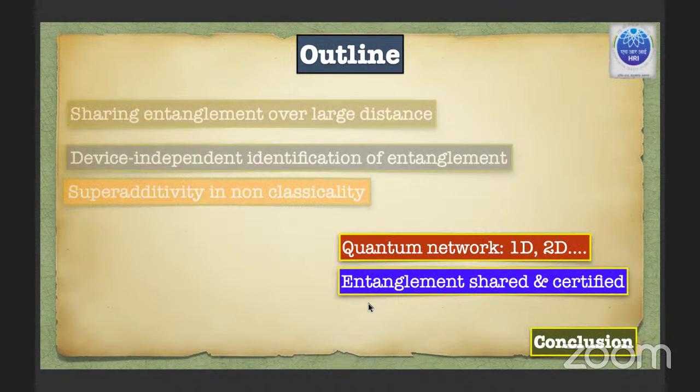Then I will talk about quantum network in different lattices, like one-dimensional and two-dimensional lattices. I will show that in our proposal, in this network, one can share entanglement, and at the same time it is possible to certify entanglement. And finally, I will conclude.